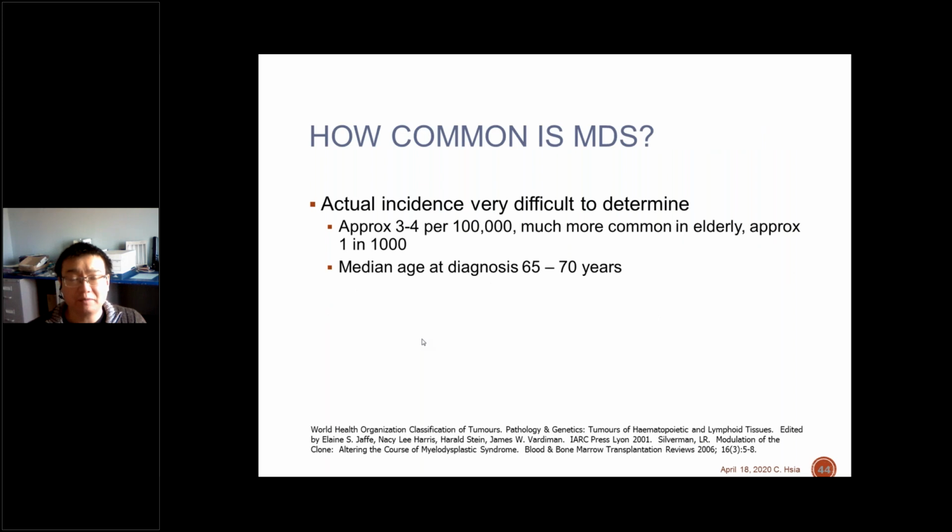So how common is this condition? The actual incidence of MDS, how common people develop it in the general population, is really difficult to determine. It's unknown, really. These are just estimates. So the World Health Organization, WHO, has estimated approximately 3 to 4 individuals per 100,000 per year develop MDS. But this is a disease, we say, of the elderly, because individuals over the age of 65, 70, over the age of 75 have a higher risk of developing MDS. It's much more common in the elderly population.